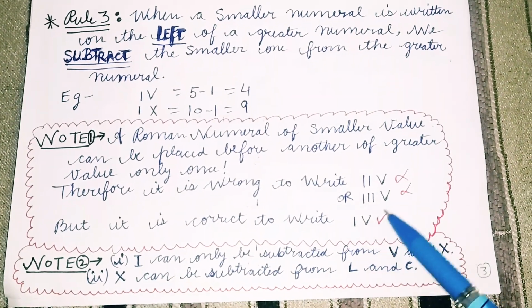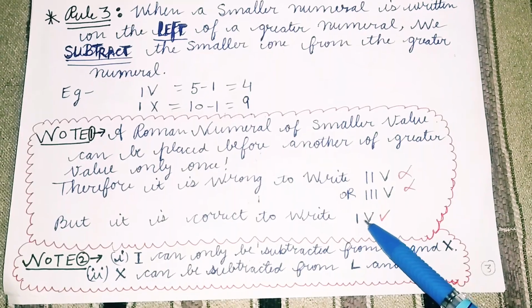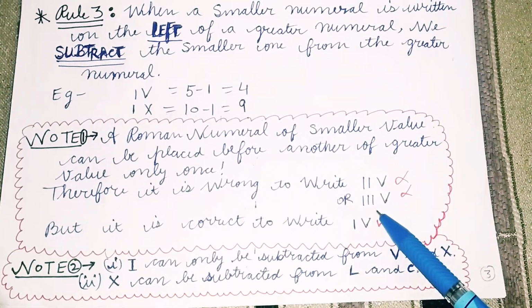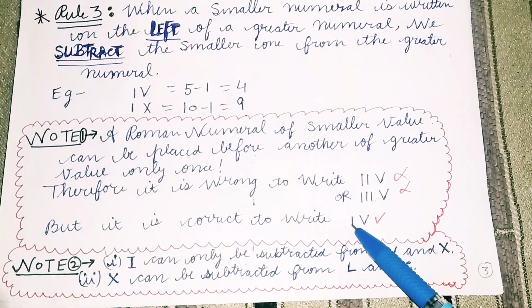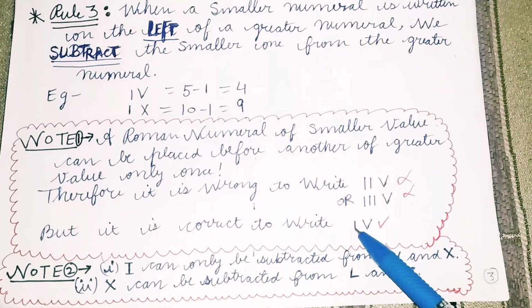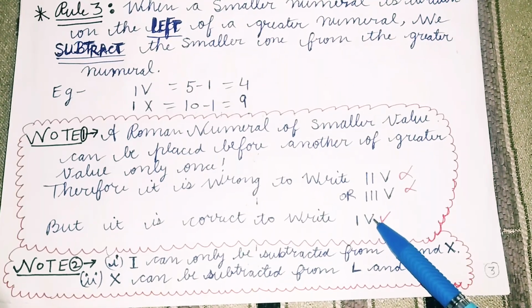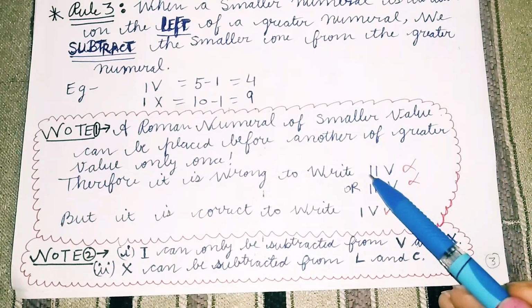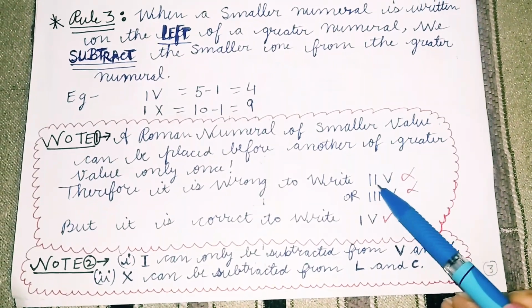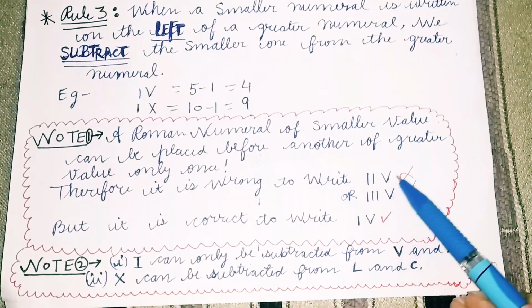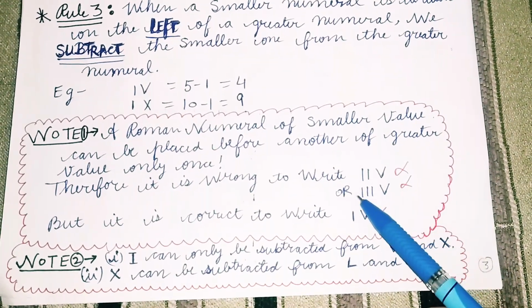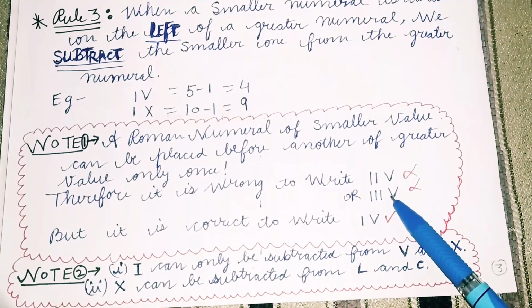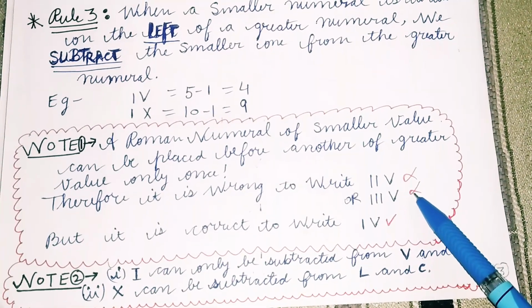IV, that means I symbol has value 1, V symbol has value 5. So the symbol having lesser value is placed before a symbol having greater value. So 5 minus 1 will become 4. This is correct, but IIV, because here two smaller symbols are placed before a greater one, this is completely wrong. Similarly, in this case also, three smaller symbols are placed before a greater one. This is also completely wrong.